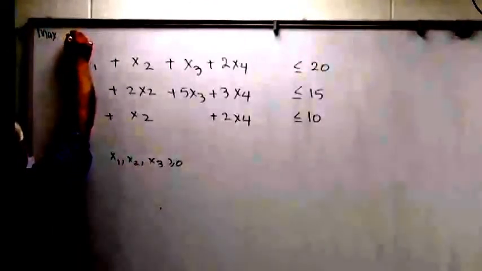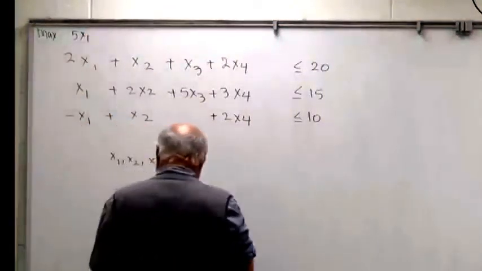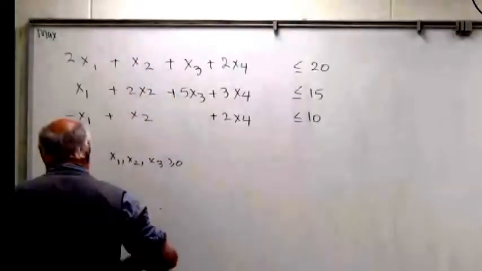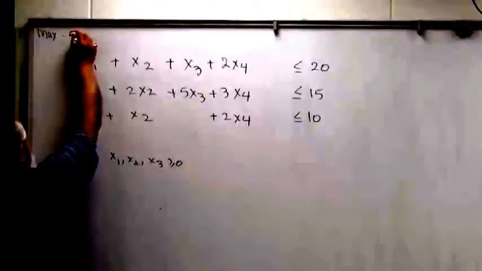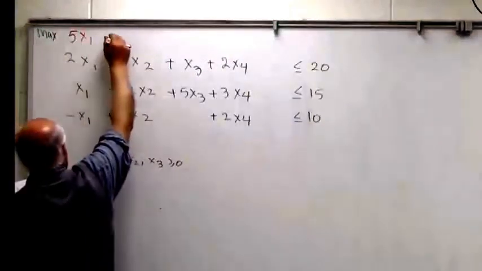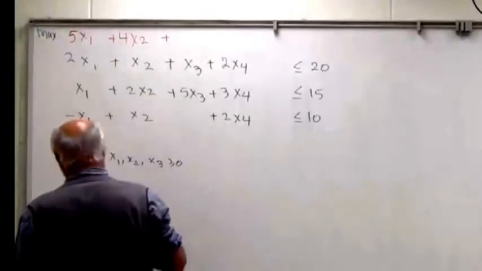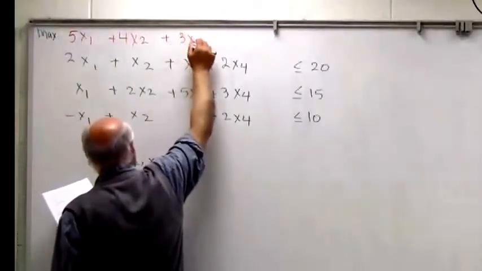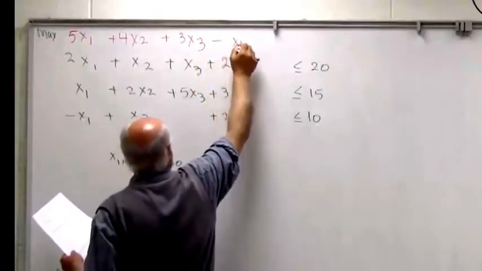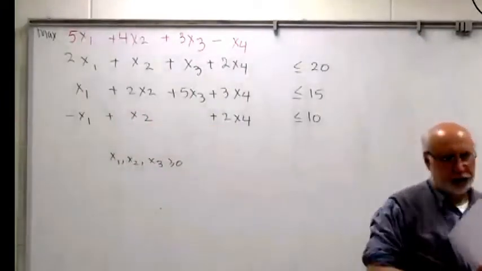Maximize 5x1. Actually, let me write that in a different color. Maximize 5x1 plus 4x2 plus 3x3 minus x4. And that is our z function.